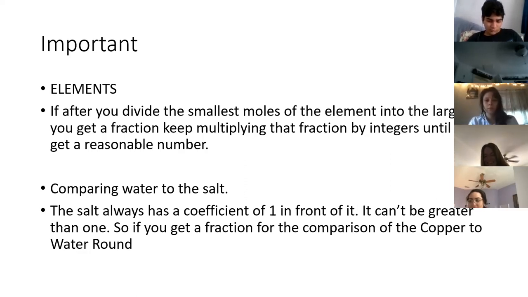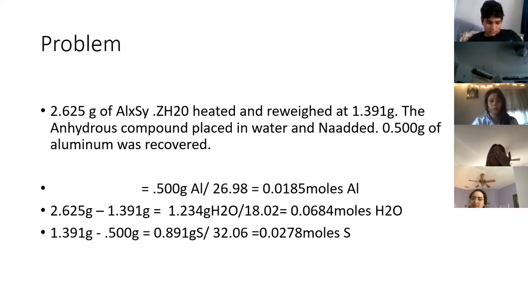So we're going to go on. We're going to do another example of this. I have 2.625 grams of an aluminum sulfate compound with a Z amount of water. I heated and reweighed that at 1.391 grams. The anhydrous compound was put in water and sodium added. 0.5 gram of aluminum was recovered.